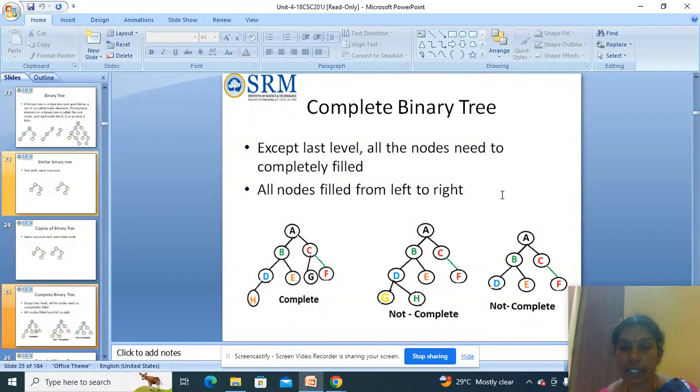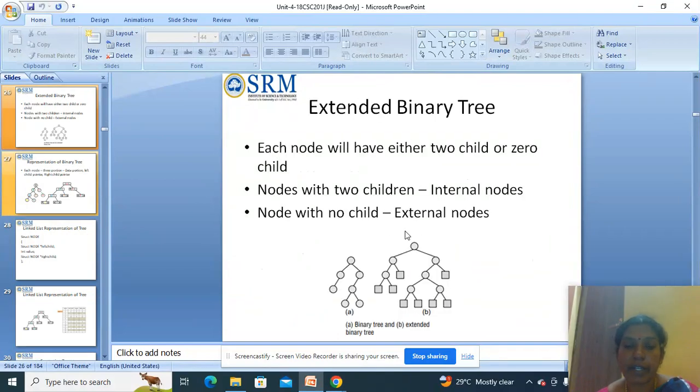Okay, next we will discuss the extended binary or full binary tree. Here each node will have either two children or zero children. A node with two children is called an internal node. A node with zero children is called an external node. So this is called an extended binary tree or full binary tree. These are the two types of binary tree, complete and full binary tree.